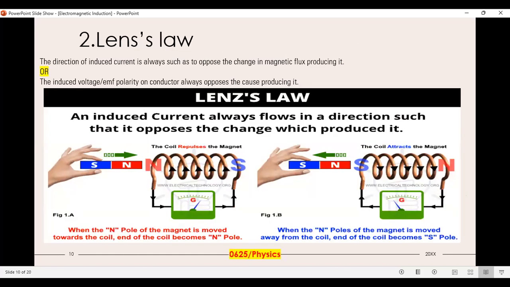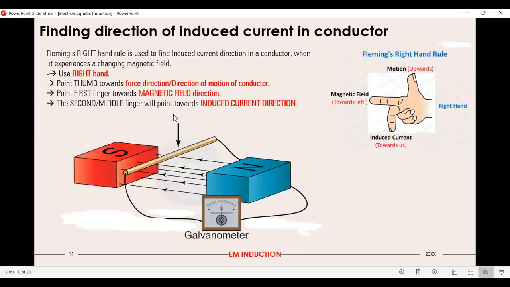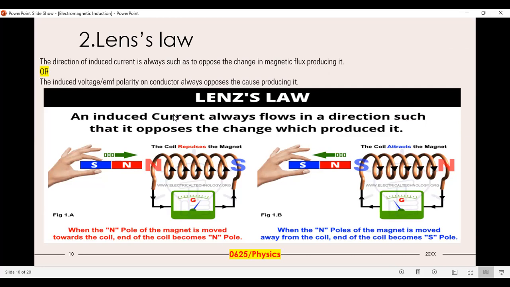Okay, so second is Lenz's law. Lenz's law is again a famous law. It tells us the direction of induced current is always such as to oppose the change in magnetic flux producing it. Or we can say that the induced voltage or EMF polarity on the conductor always opposes the cause producing it. This is a strange law, but it is in accordance with the law of conservation of energy. And it states that the induced current always flows in a direction such that it opposes the change which produces it.